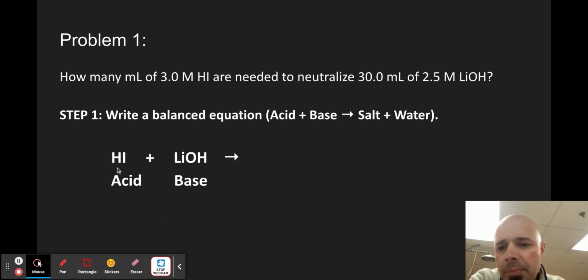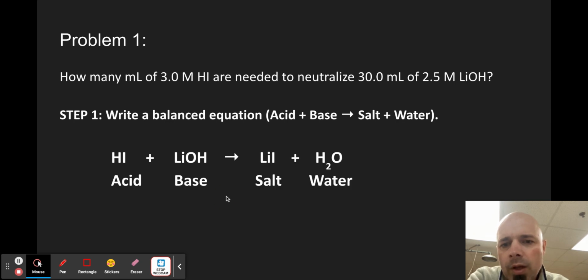Basically, because it's a double replacement reaction, you take the first two ions, the positive hydrogen ion and the positive lithium ion, and trade places. So put lithium in place of hydrogen and hydrogen in place of lithium. So lithium will combine with iodine and form lithium iodide, and hydrogen and hydroxide will combine and form water. All right.